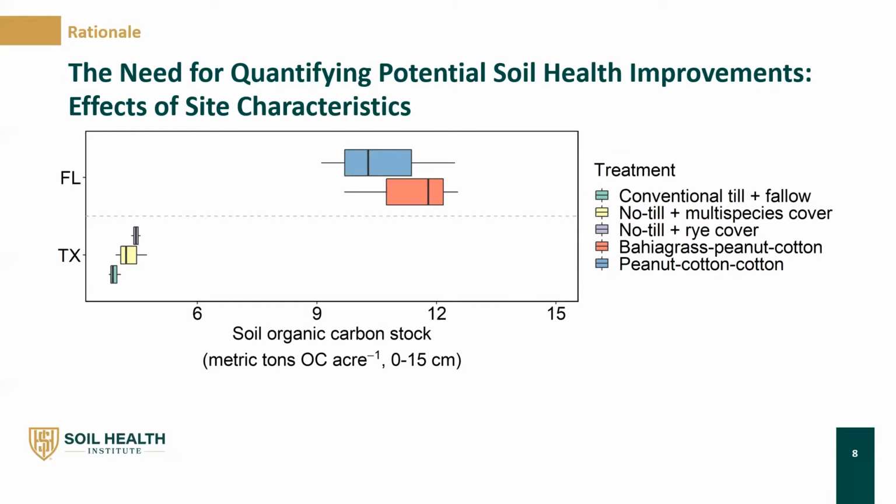And the 2 different treatments in Florida are in blue, a peanut cotton rotation, and in red, a Bahia grass peanut cotton rotation. So is it the fact that the rotations are different that's why we have so much higher? It probably has to do with the fact that precipitation is so much higher.